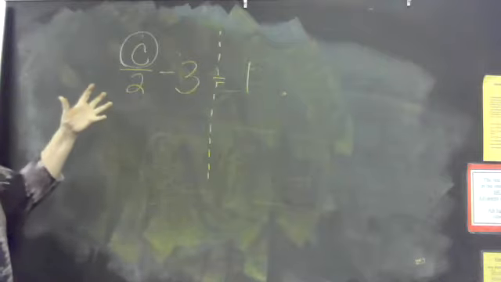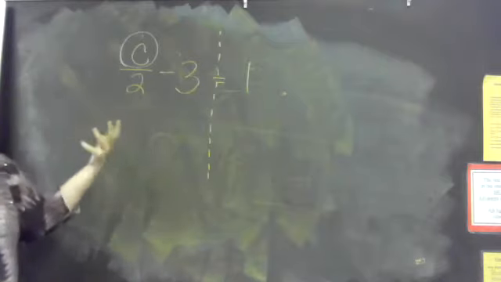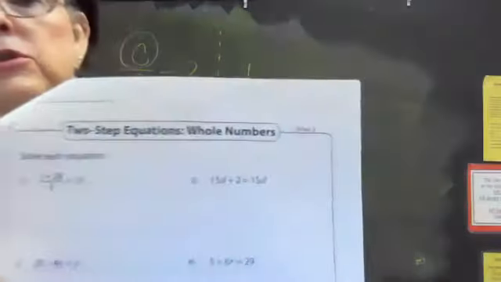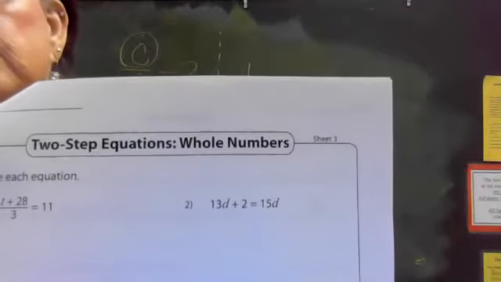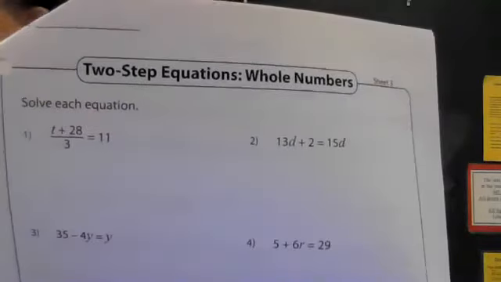Okay, now in this case, I'm thinking that you would want to get rid of the 2 first because it's a fraction thing, right? This is 2-step equations, whole numbers, and then it says sheet 3. This is where we are, y'all. And I'm doing number 5. Okay. Are you there? Yes.